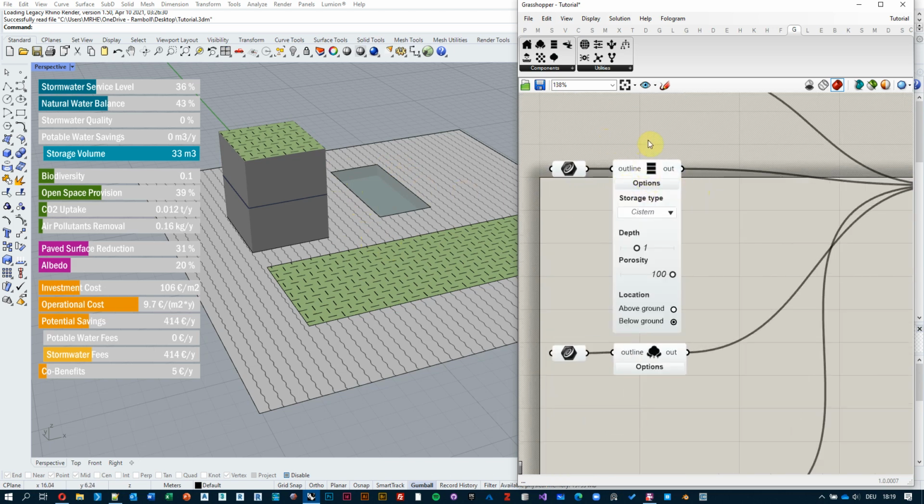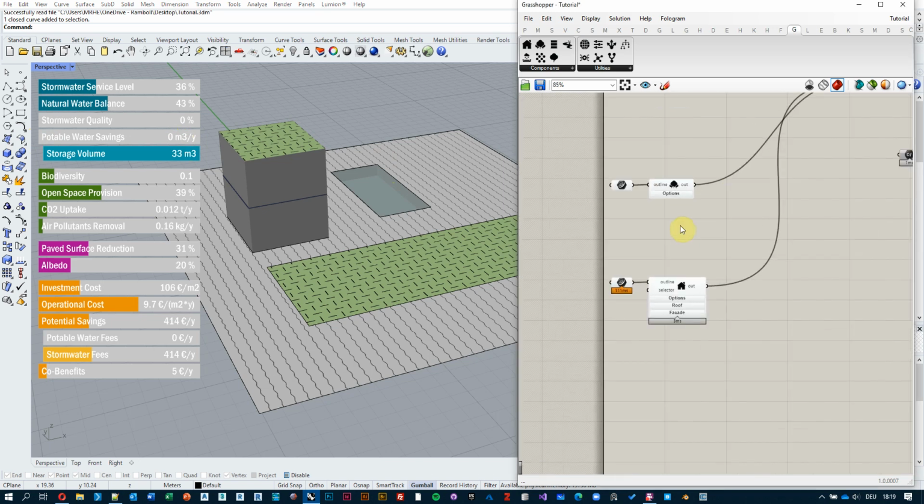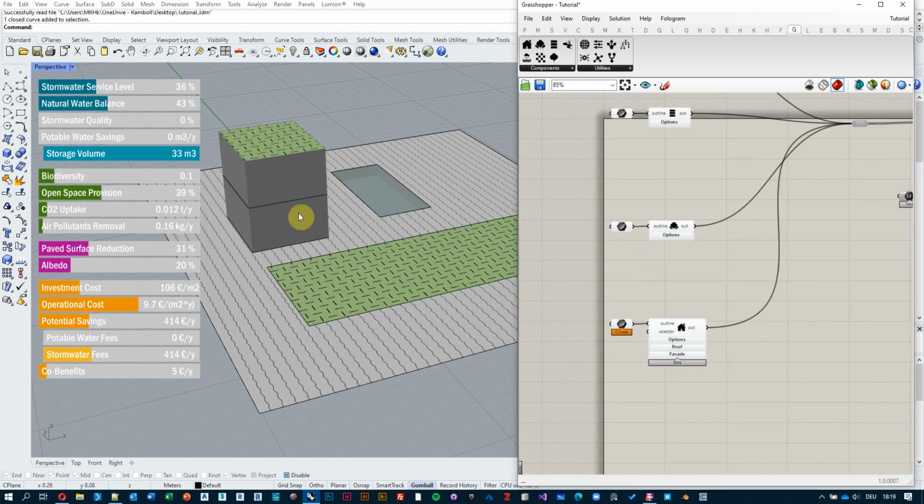So the crucial one is our storage component, which is represented by this curve, and it's a cistern. It has a depth, and it's situated below ground. But still, there is zero savings currently, and the reason for that is that there is no water flowing into that cistern, and because we want to have a reliable catchment area that provides us with clean, uncontaminated water, we only collect water from the rooftops.